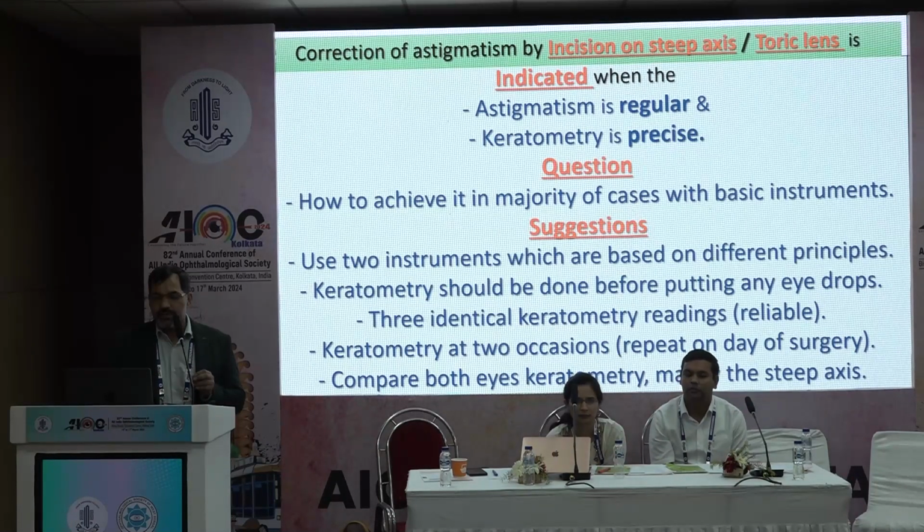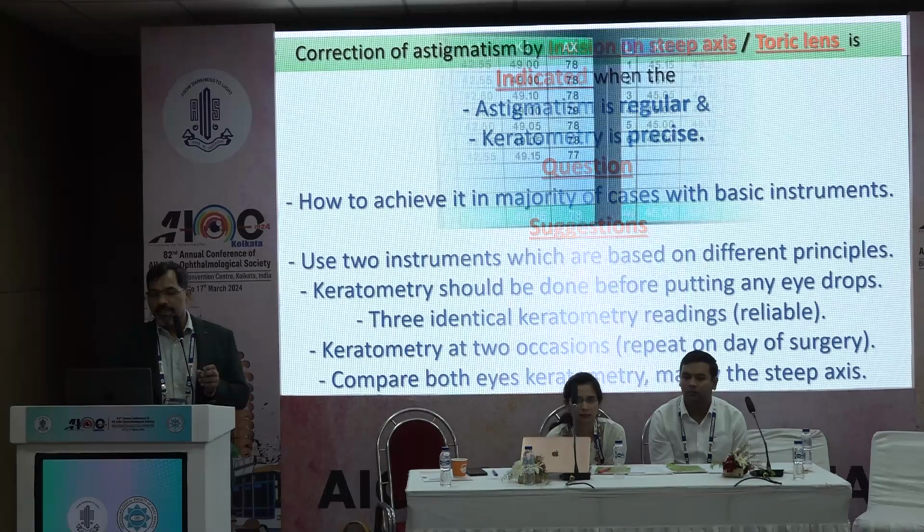Keratometry should be done on 2 occasions. You can repeat it on the day of the surgery, in the morning, when you have kept the patient for the toric lens. Then you have to compare both eyes' keratometry, mainly the steep axis.